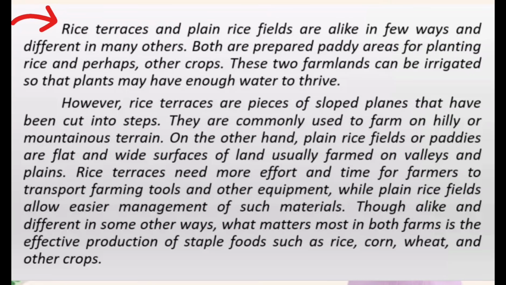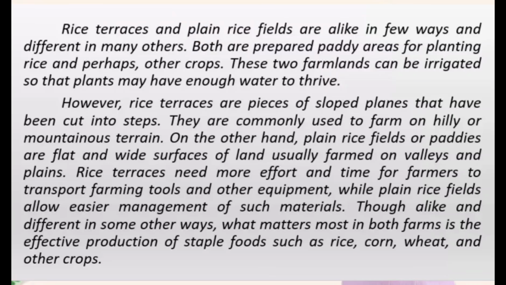In this part, the readers are given the idea that the paragraph covers the similarities and differences of rice terraces and plain rice fields. It is then followed by supporting details that talk about why they are alike in few ways. This is marked by a signal word, both. Both are prepared paddy areas for planting rice and perhaps other crops.